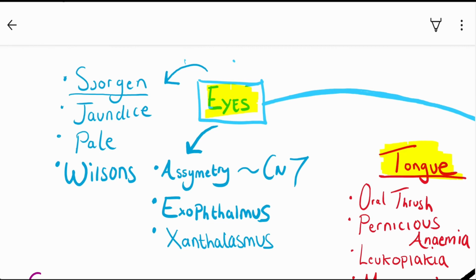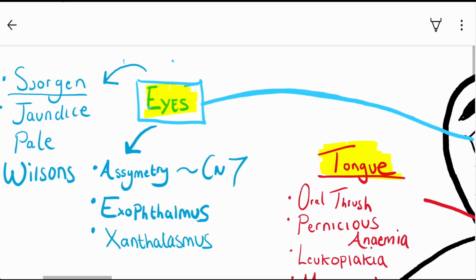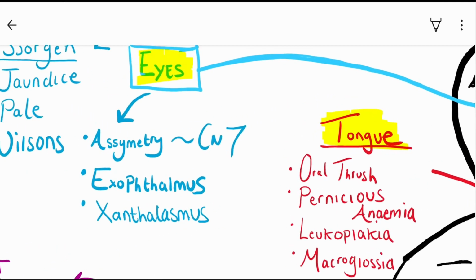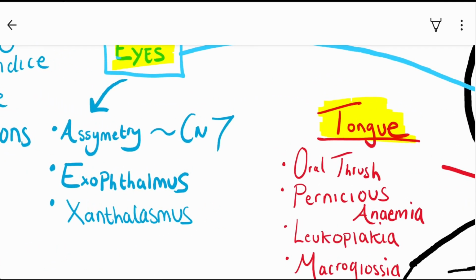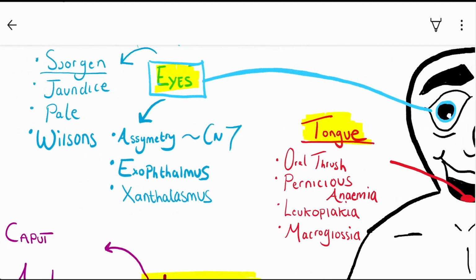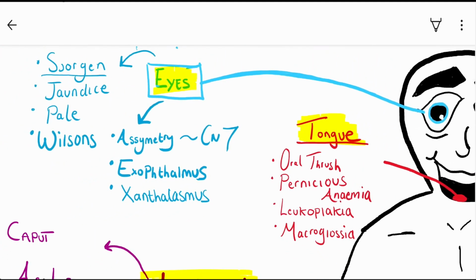Eyes, all right. Some simple diseases. Sjogren's, is it dry? Jaundice, is it yellow? Pale, is it pale? Wilson's, all right. Do you have this greenish kind of discoloration around the iris? Also, are the eyes asymmetrical? Is it a cranial nerve defect, cranial nerve 7? Is it exophthalmos? Are the eyes bulging out?